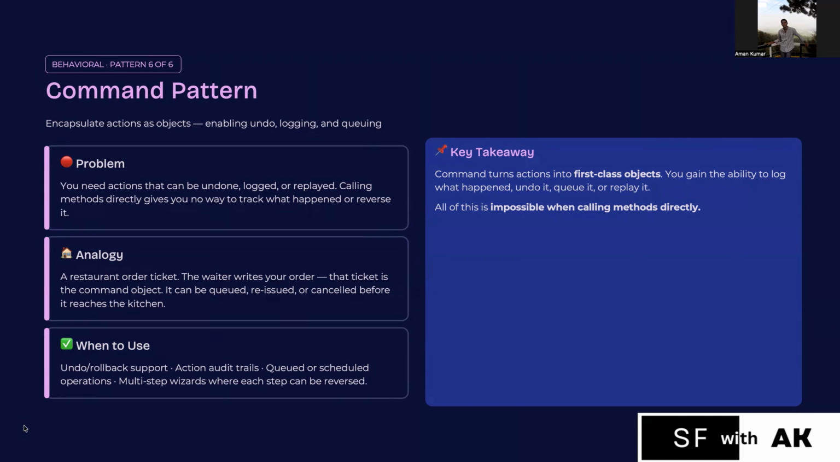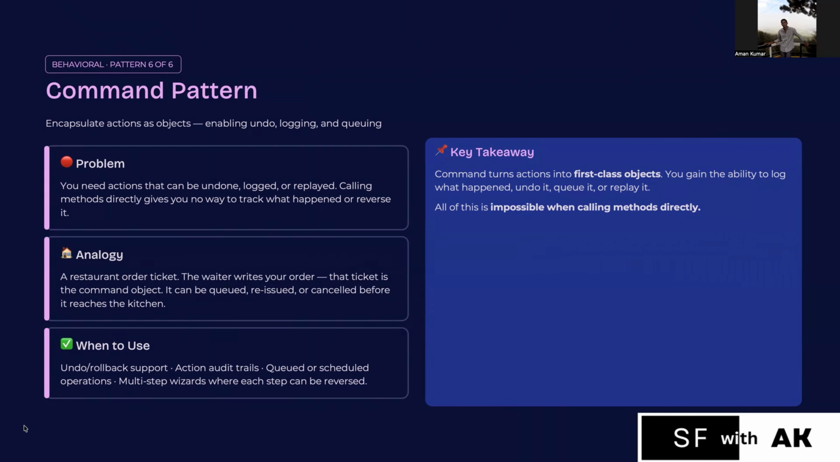Think of a restaurant. When you order food, the waiter doesn't shout your order at the kitchen. They write it down on a ticket, and that ticket is the command object. It can be queued, reissued, modified or cancelled, all before it reaches the kitchen.